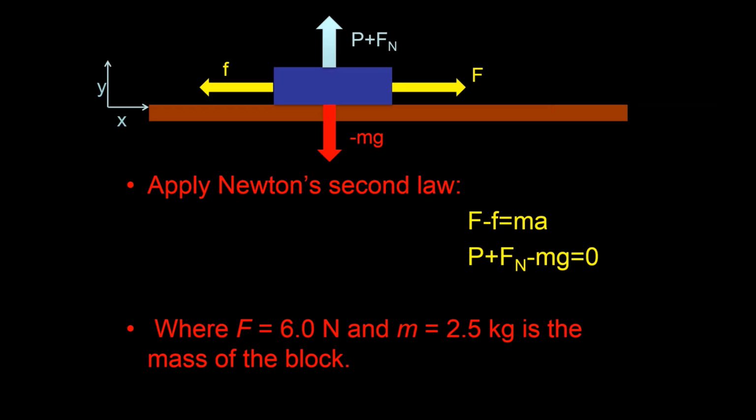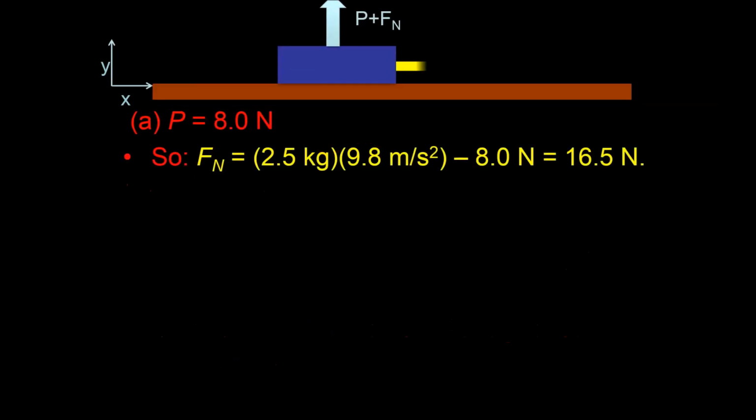So, part A, what happens now if P is equal to 8 newtons? Well, this will modify the expression for our normal force. So our normal force will be mg, our 2.5 times 9.8, minus, now, very important, minus what's being pulled up here. So this is modifying our overall force. So 2.5 times 9.8 minus 8 gives us 16.5 newtons.